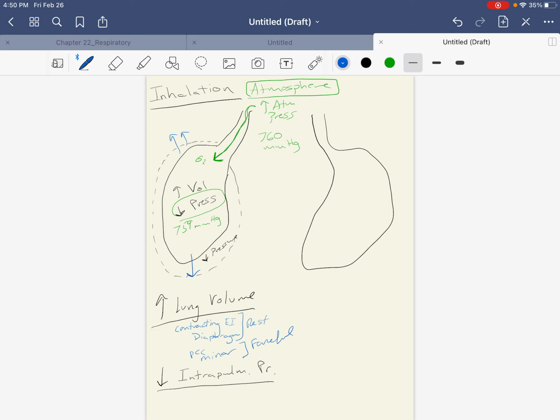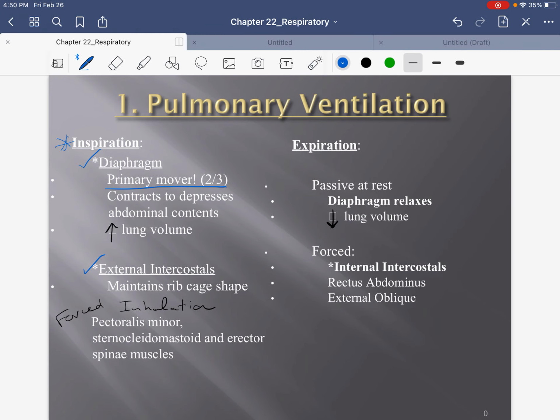So I'm just contracting additional musculature to increase the volume even more. And if I increase the volume even more, it will drop the pressure even more. And the greater the pressure gradient, the more air will come in. So you can see, by the way, there are many muscles that we can contract during forced inhalation.